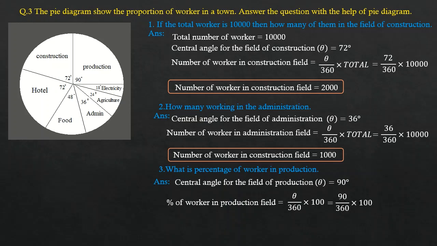Theta का value is 90 divided by 360 multiplied by 100. So simplification gives you 25. So it becomes 25% of workers work in the production field, which becomes your answer for the third question.